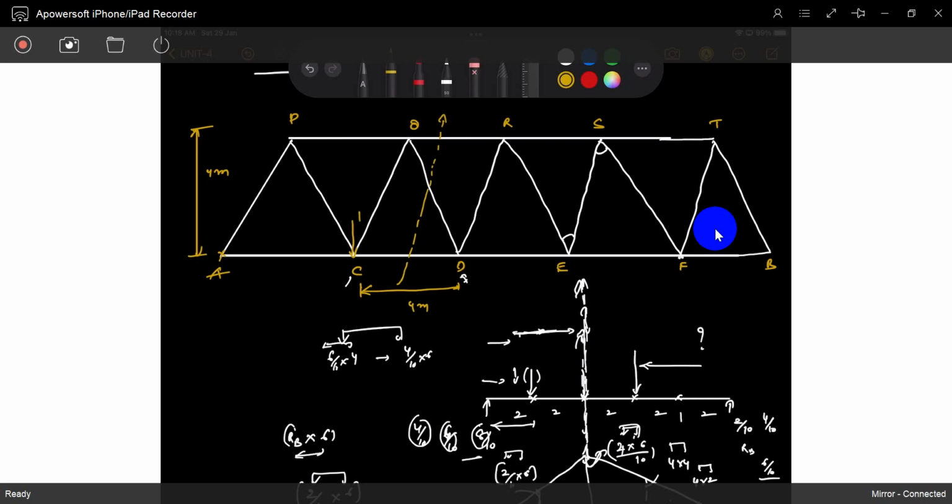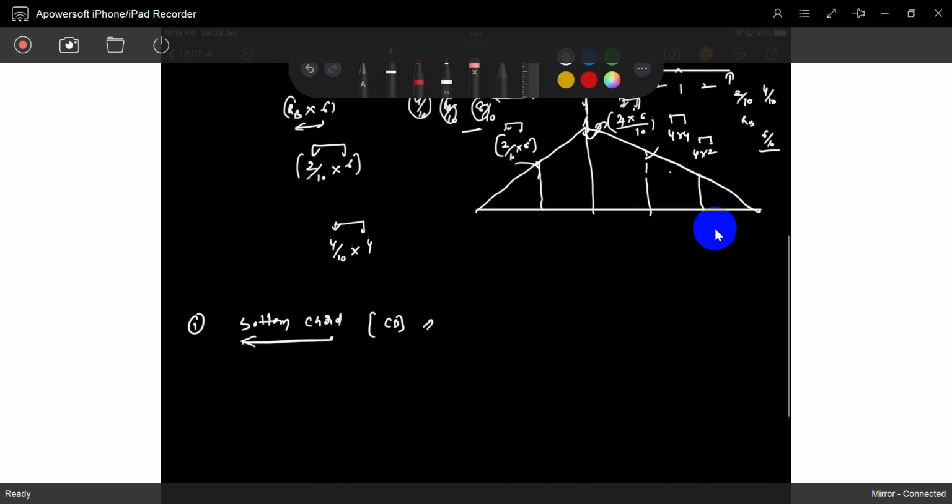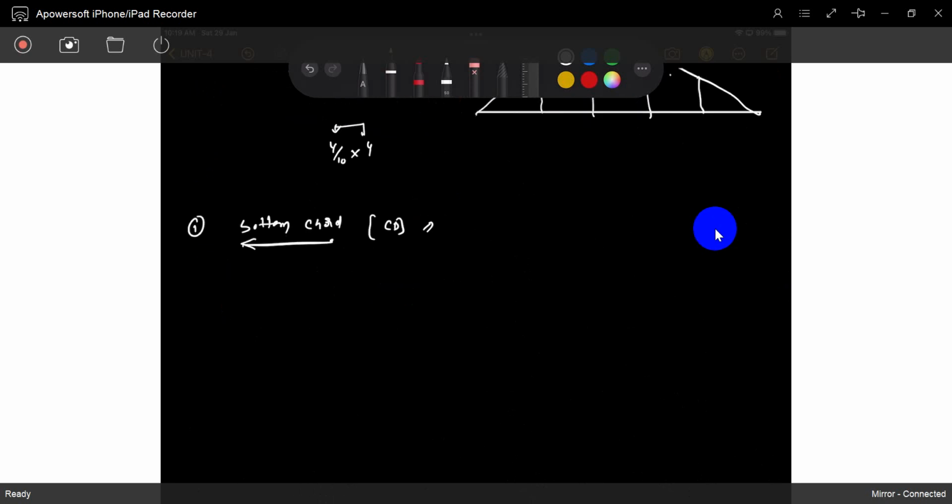This is 1. If it is 1, what is this value? RA is what? So 4 into 5 is 20. So this is 16 by 20 and this is 4 by 20. Take only the right side because it has only one reaction. So write the free body diagram of only the right side. Let's see how it looks.